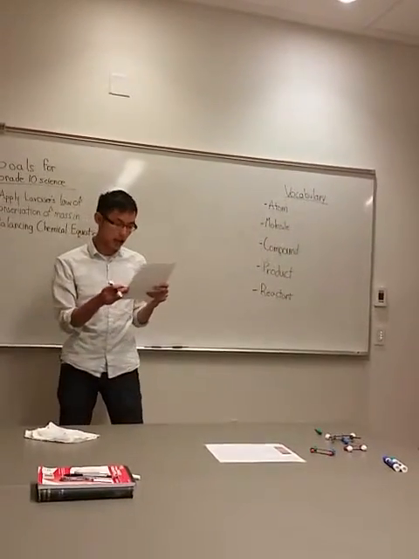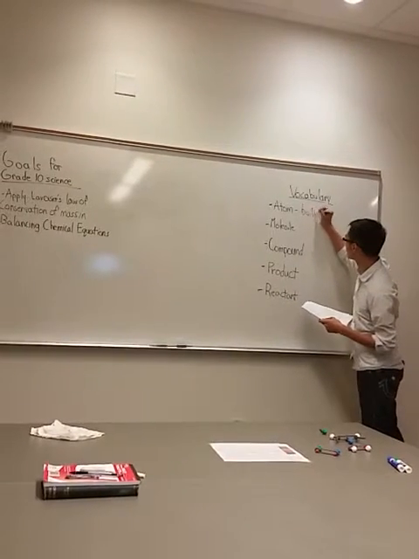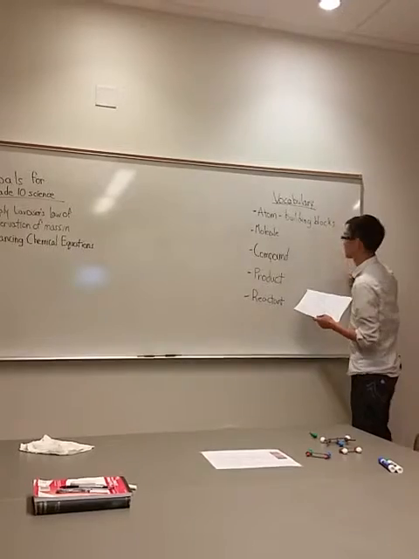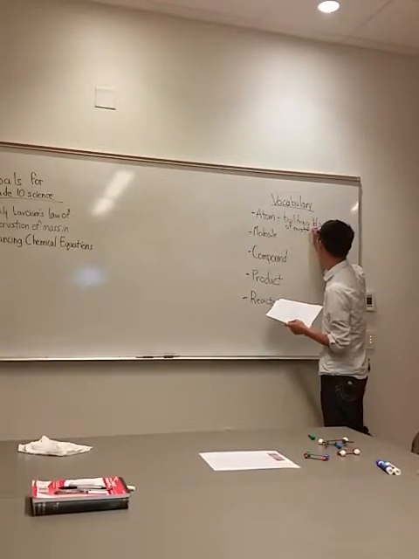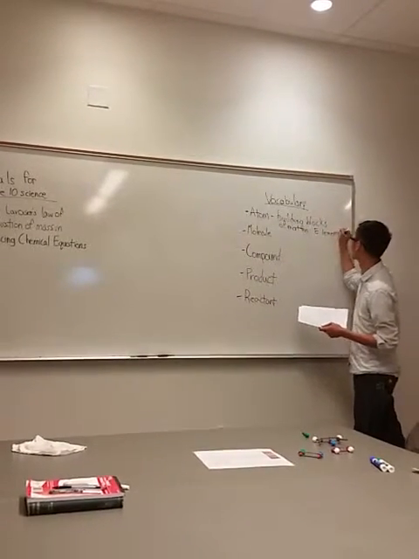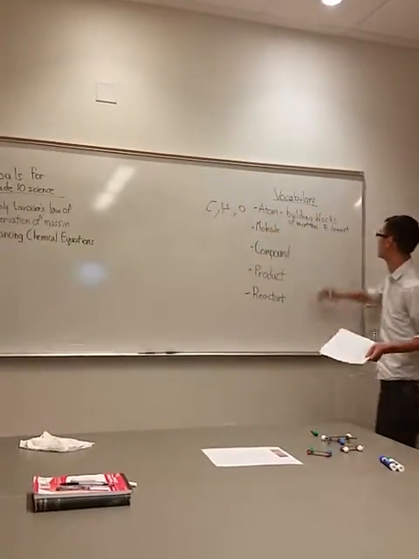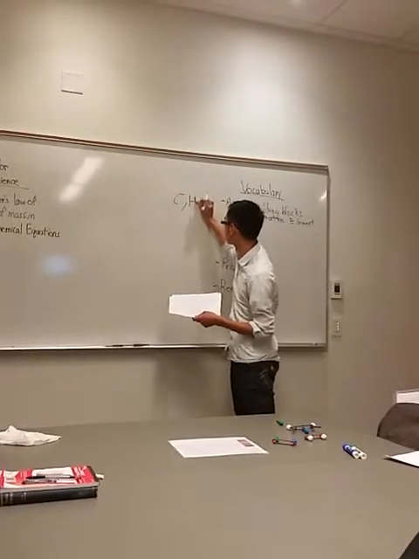So atoms. Atoms are really the building blocks of matter. That's a really famous quote. Building blocks of matter. They're the elements that you see on your periodic table. So when you think of elements such as carbon, hydrogen, oxygen, these are all elements in the periodic table, but they're also atoms, okay?